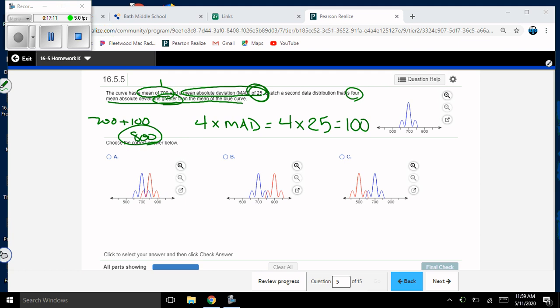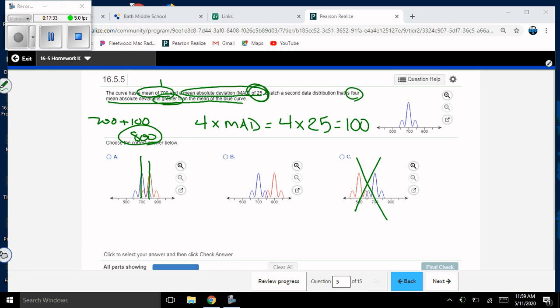Okay. Now, a couple things you could do. First of all, if I look at C, you can cancel C out right away because the red one is left of the blue one, so therefore it's actually smaller. You can see that our mean on the blue one was 700. Where is this red one at? It looks to be at about 800. So I think A is going to be our answer.